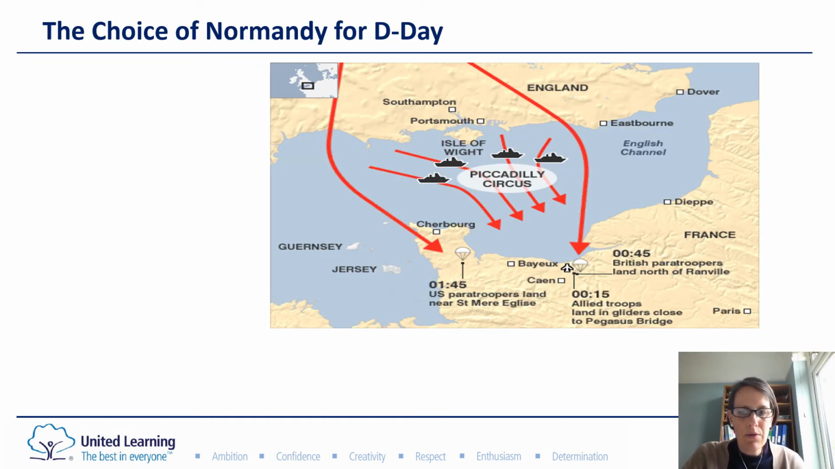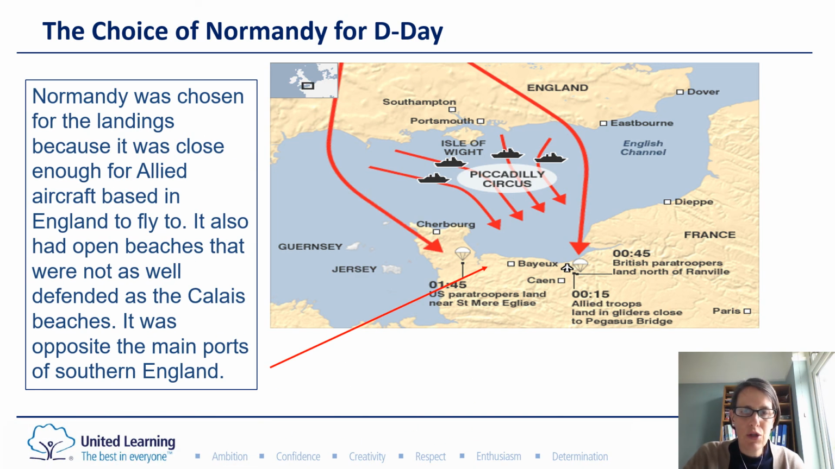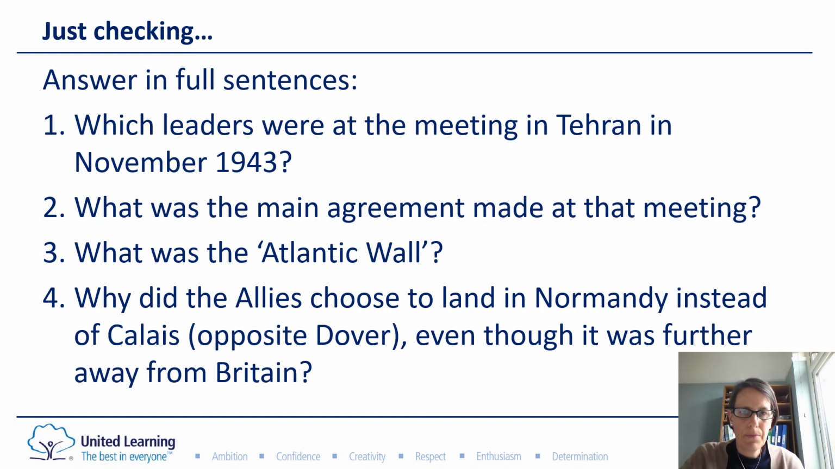So what you can see here is it zooms in, and we're now looking at an area in northern France, and they chose Normandy because it was close enough to England for Allied aircraft to fly, and it had open beaches that weren't so well defended as the ones closer up near Dover that were closer to Britain. And it was opposite the main ports of southern England, so you can see those ships there coming together, and then they could get down to the French coast.